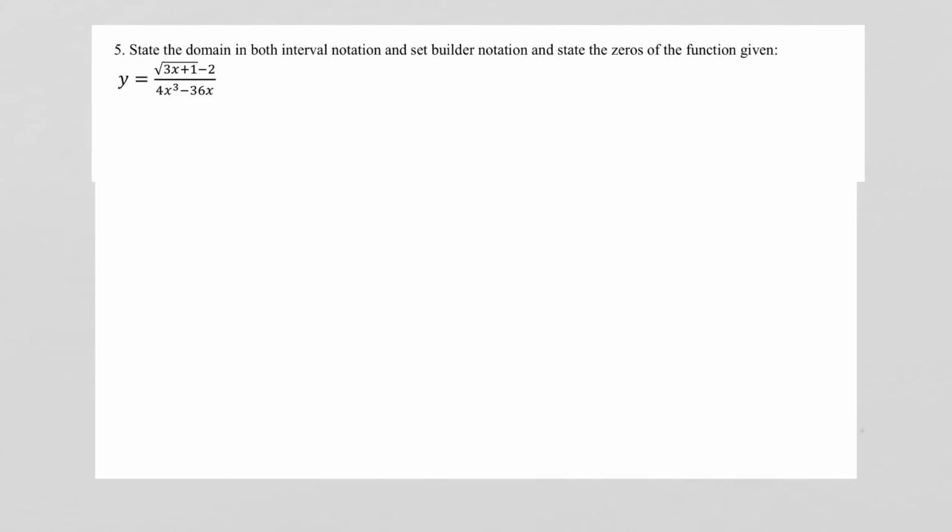If you're dealing with a rational function, something with a numerator and a denominator, the zeros will happen when the numerator is equal to 0. So whatever x values make the numerator equal to 0 will give us zeros. So, when is the square root of 3x plus 1 minus 2 equal to 0? Well, just solve for x, and then you'll know.